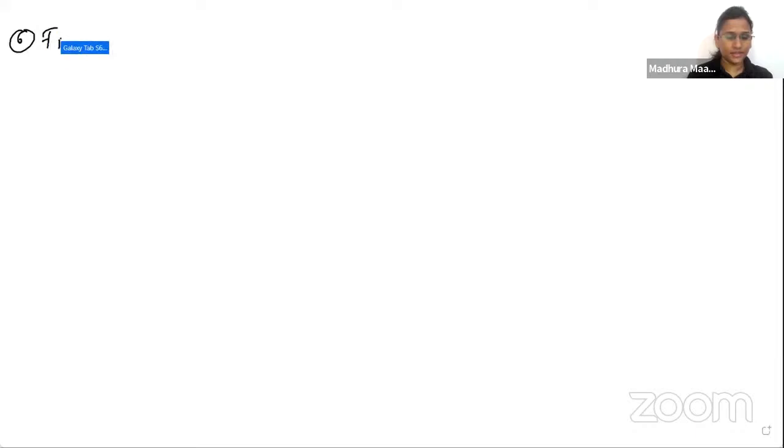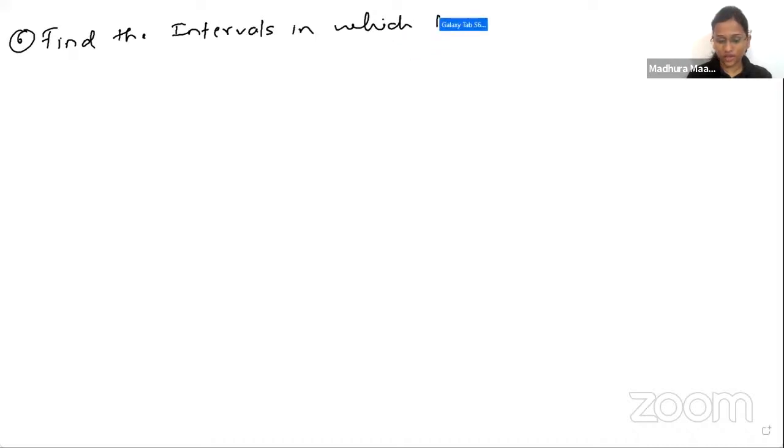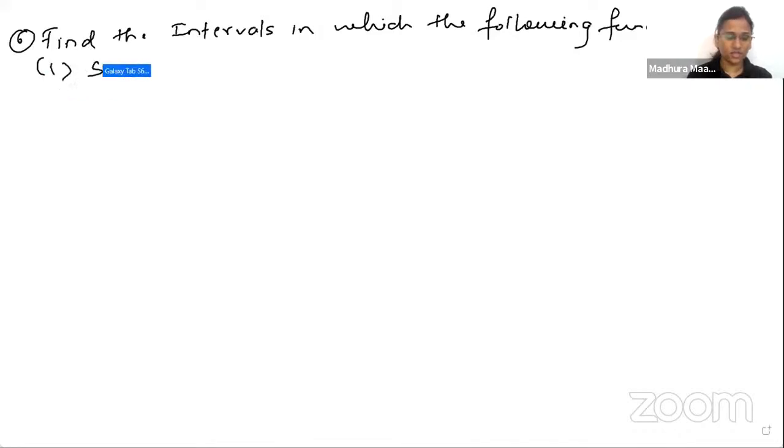What they tell here is, again, the same question. Find the intervals in which the following functions are strictly increasing or strictly decreasing. The first sub-question is strictly increasing and the second sub-question is strictly decreasing.